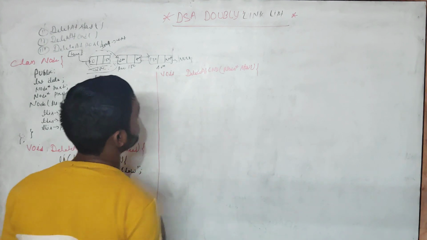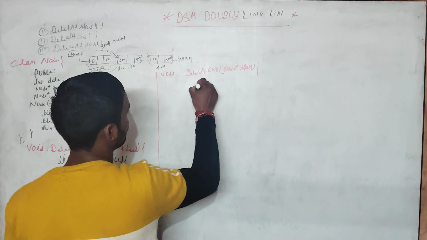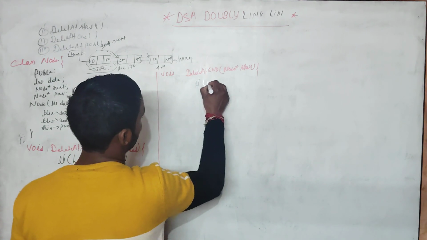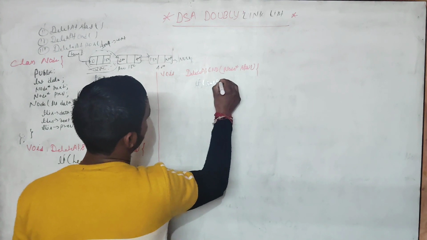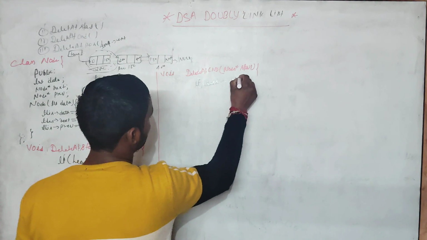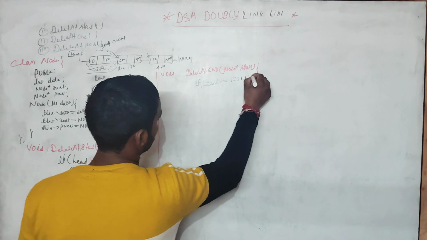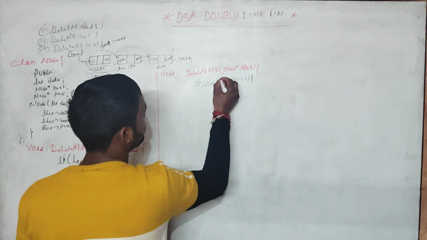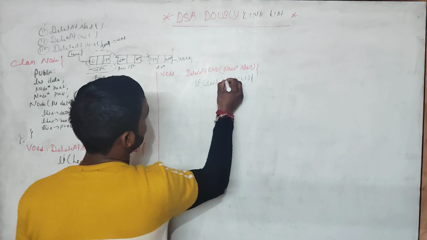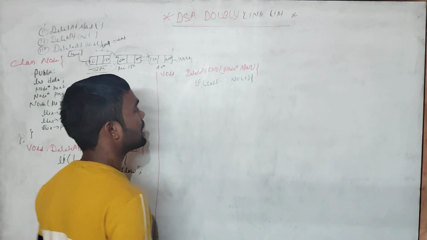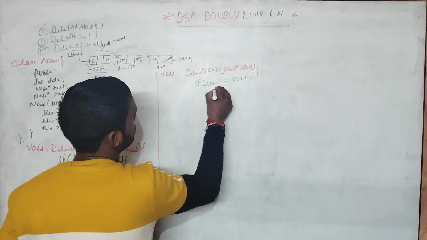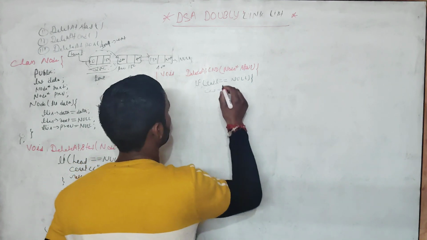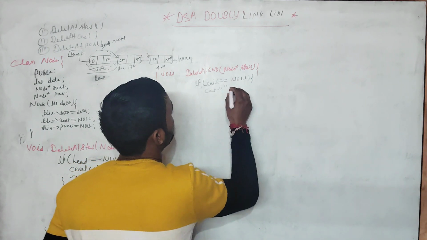Then what we will do here is take one base case. If tail is equal to null, then what will you write here? Simply write cout, and you can write tail is equal to null, underflow.